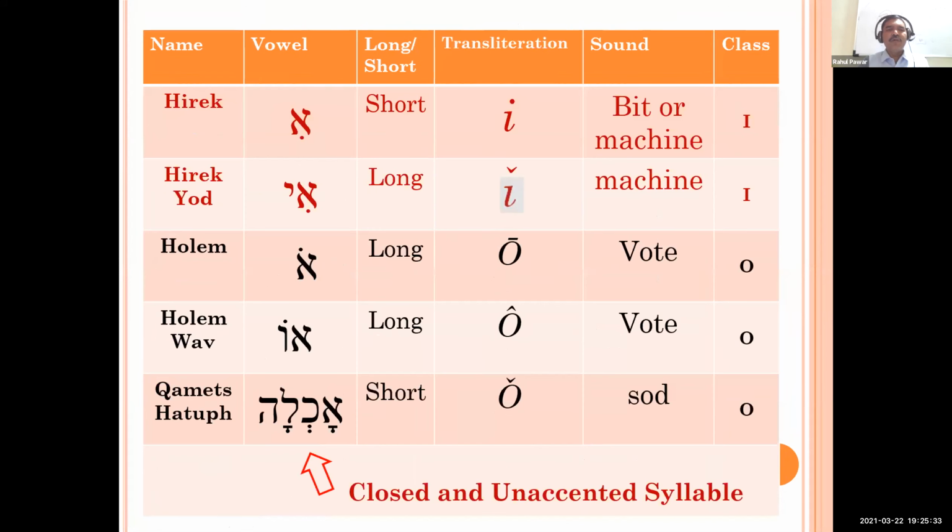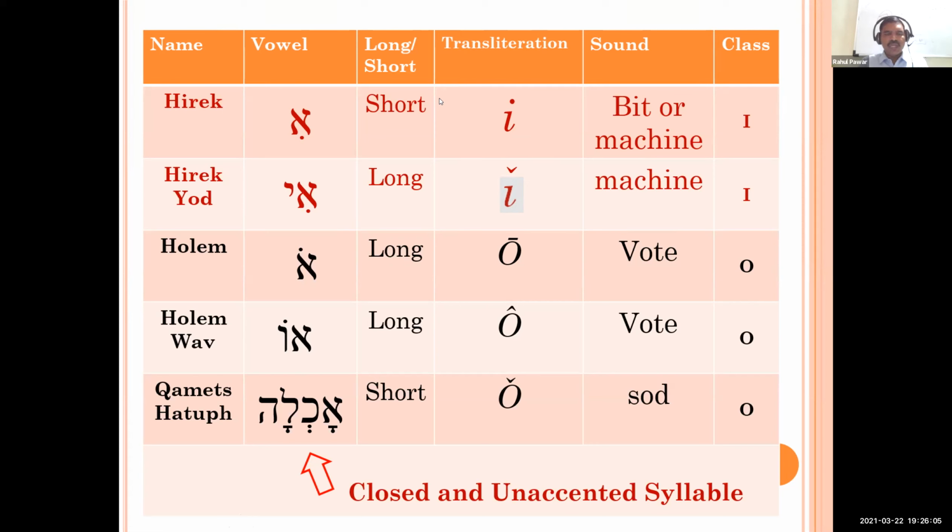So today we have learned Hirek. Repeat after me. Hirek. Hirek is a short vowel. Then Hirek Yod. Repeat after me. Hirek Yod. Hirek Yod is a long vowel.